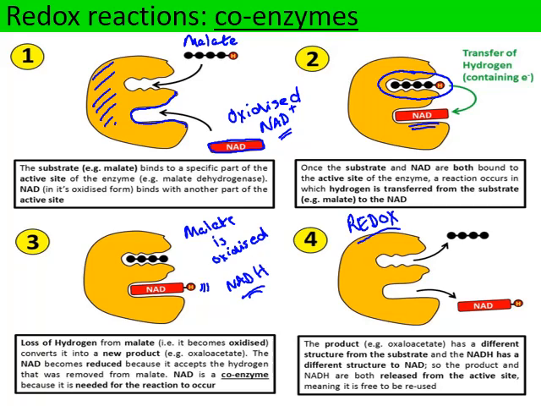Now, because the products are a slightly different molecular shape compared to the substrates, the products are then released from the active site. Malate was the original substrate, the 4-carbon compound that we get in the Kreb cycle. And the product that gets released is called oxaloacetate, which is the next 4-carbon intermediate in the Kreb cycle. So malate becomes oxidized, oxaloacetate is formed, and that's released from the active site. NAD becomes reduced, and that is released as reduced NAD. And the reduced NAD will carry the hydrogen to the electron transport chain in the inner mitochondrial membrane. So this is one example of a redox reaction that we find in respiration.